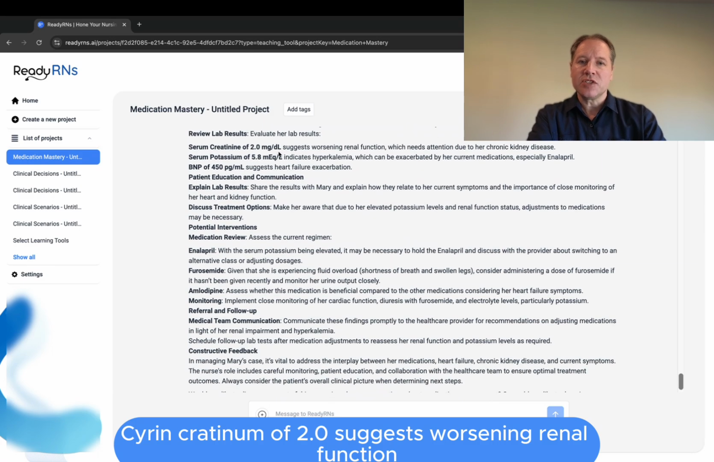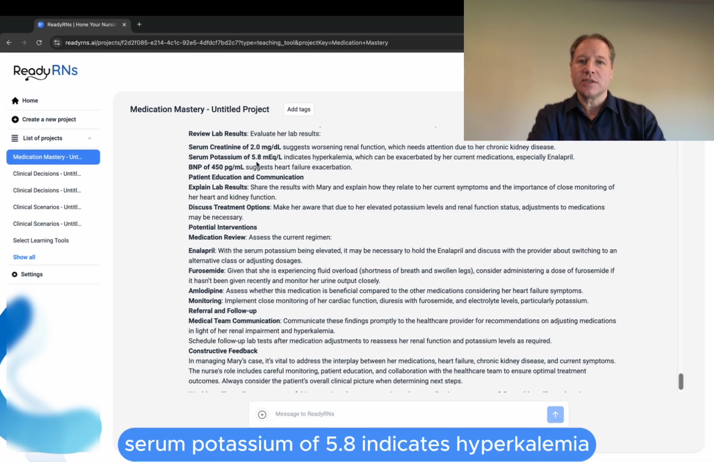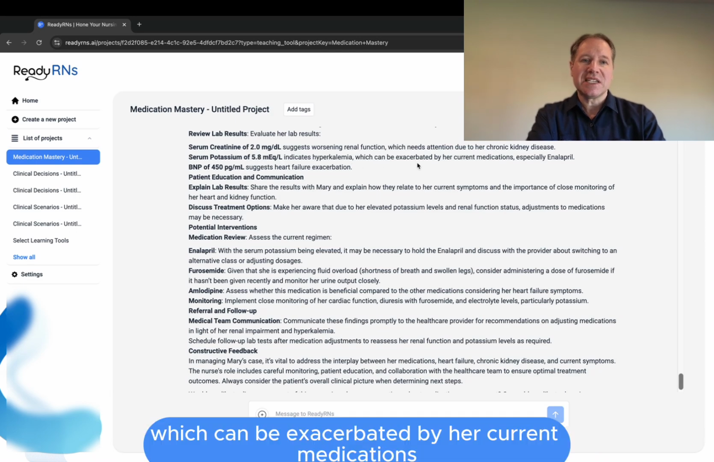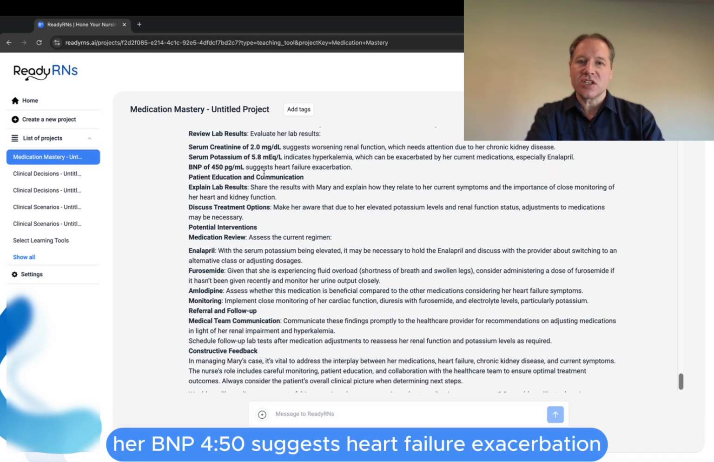Serum creatinine of 2.0 suggests worsening renal function, which needs attention due to her chronic kidney disease. Serum potassium of 5.8 indicates hyperkalemia, which can be exacerbated by her current medications, especially enalapril. Her BNP of 450 suggests heart failure exacerbation.